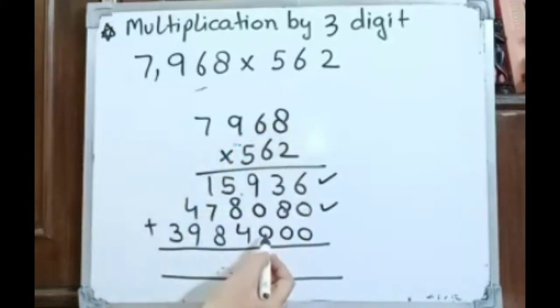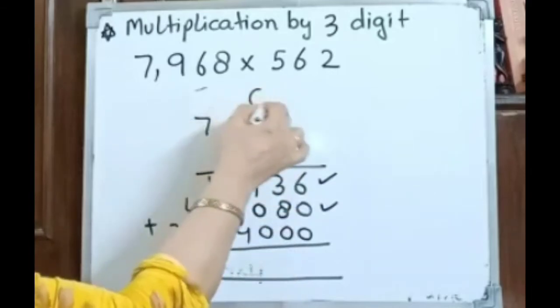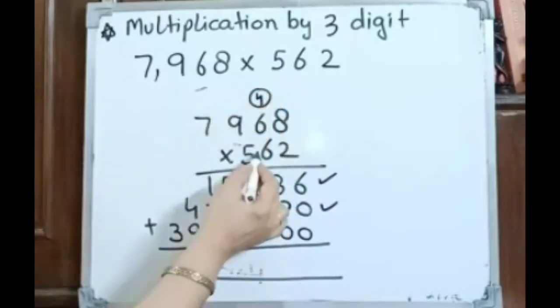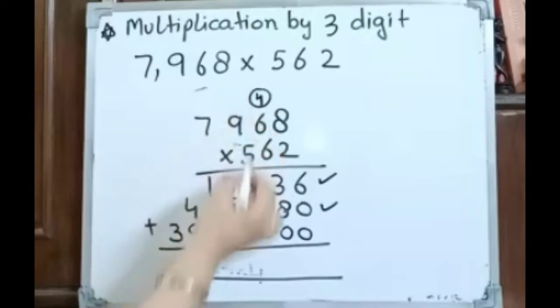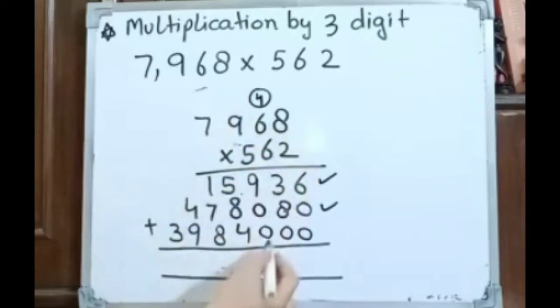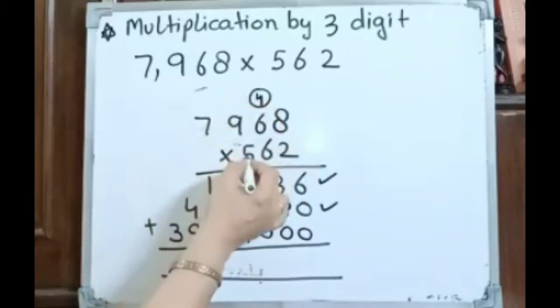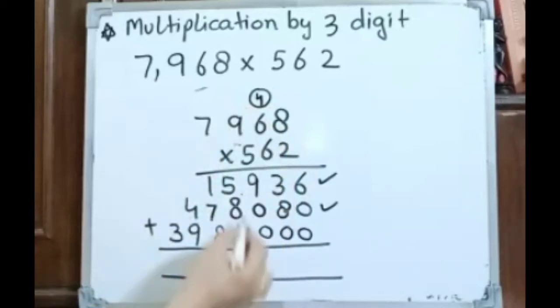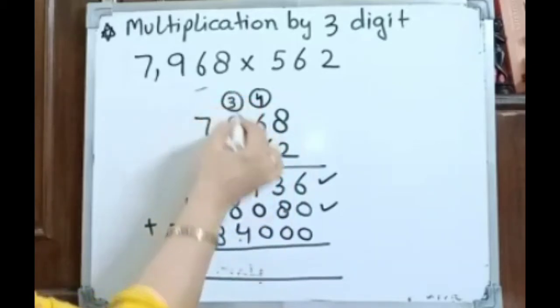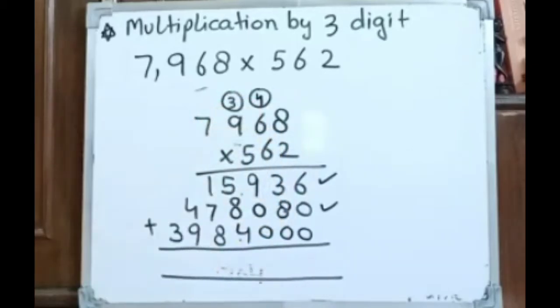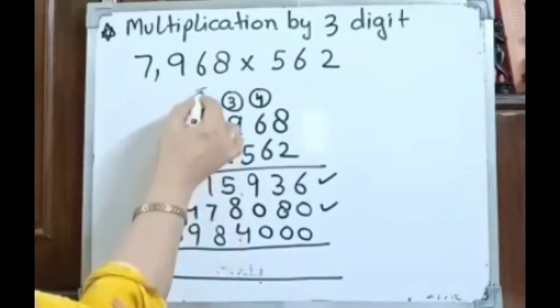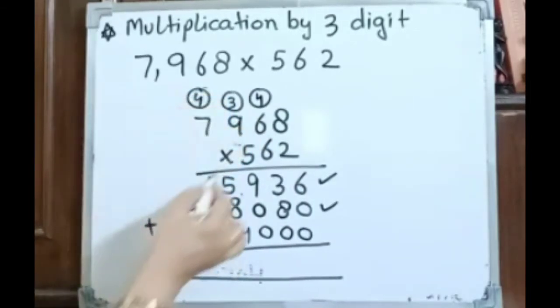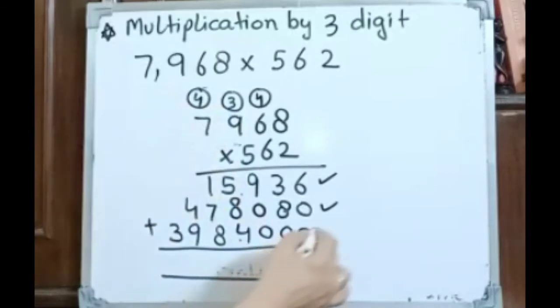Now 5 8s are 40. Again we have 0. Now carry over 4. Now 5 6s are 30 and 4, 34. Now carry over 3. 5 9s are 45 and 3, 48. Yes, we are right. Here we have 4. 5 7s are 35. Yes.